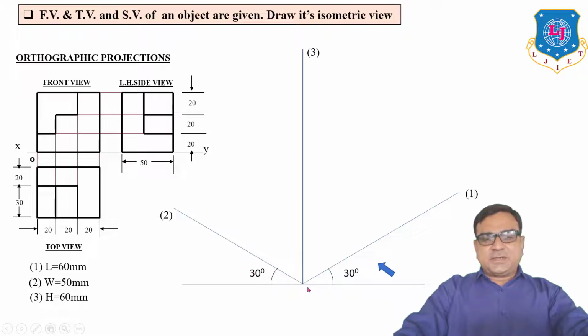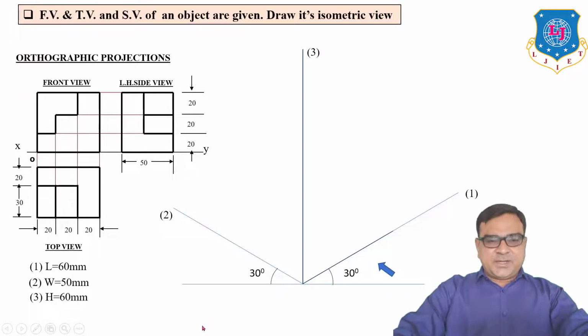here we are using thin lines or light lines for construction. Now from this origin along line number 1, we put a 60 mm long line, along line number 2 50 mm, and along line number 3 60 mm. So this is 60 mm, and this is also 60 mm, parallel to line number 1.